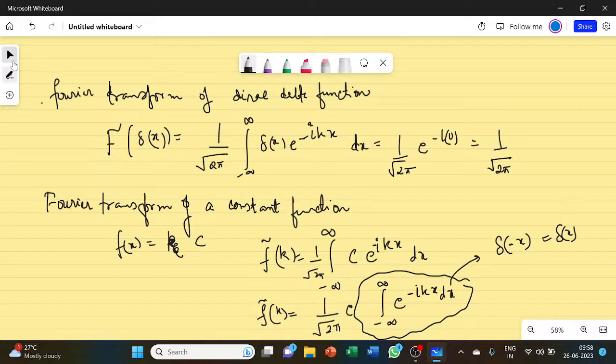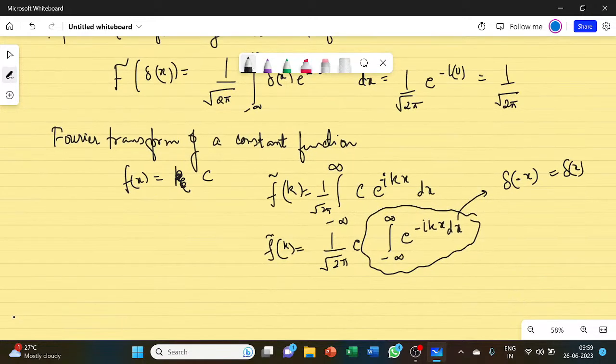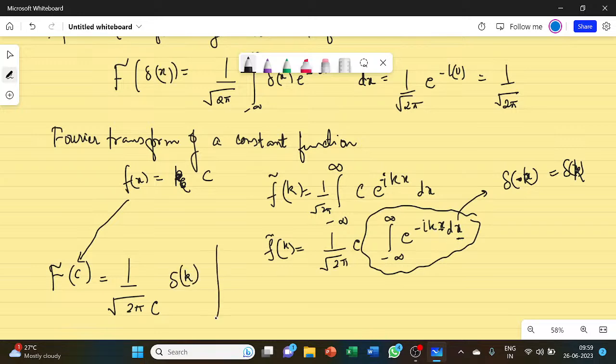So basically, the Fourier transform of a constant function c, that is f of x equal to c, I can write as 1 upon root 2 pi times c, and the delta function will be of minus k or plus k, because here the integration is over x, so you have to see the argument for that. So I'll get Dirac of k. This is how I can define the Fourier transform of a constant function.